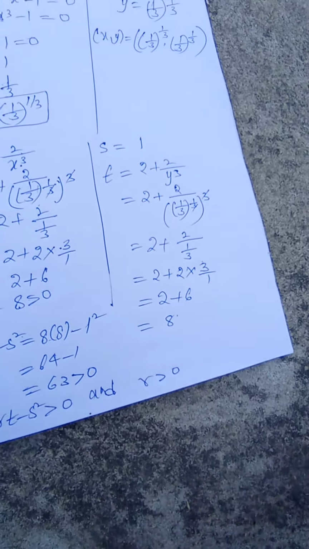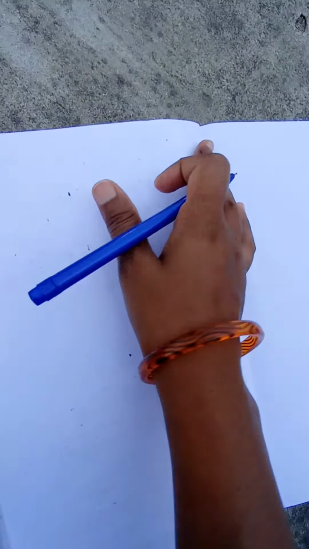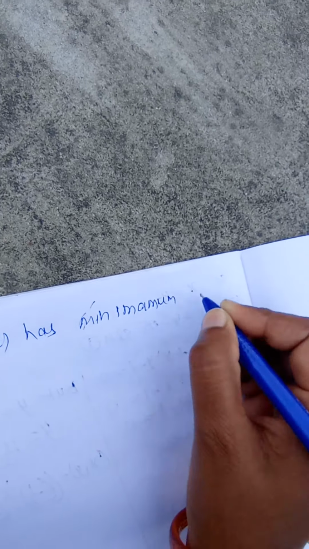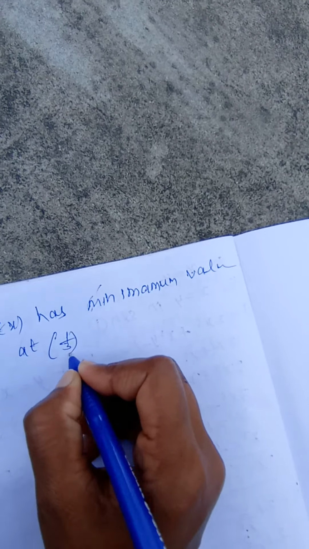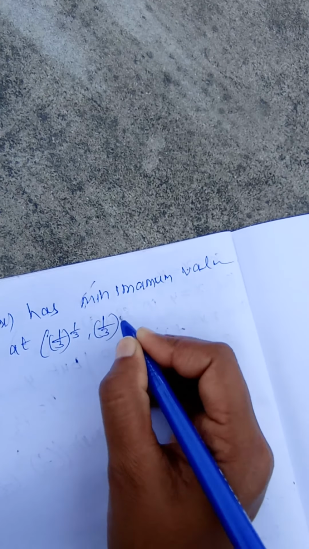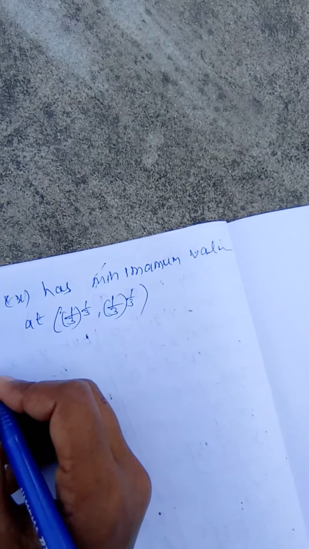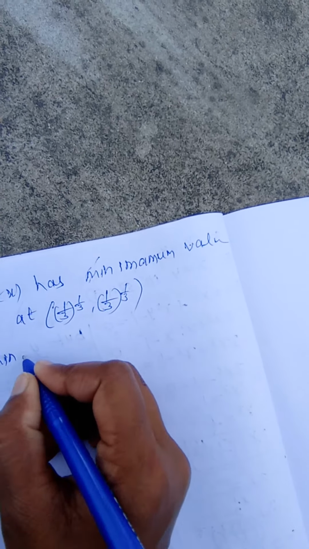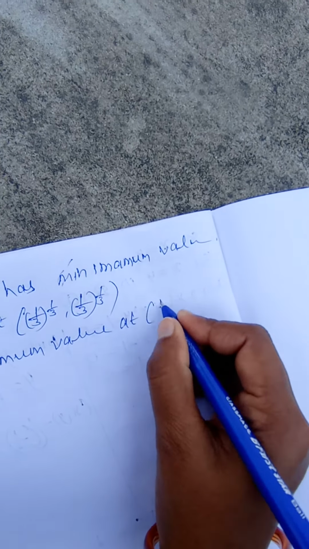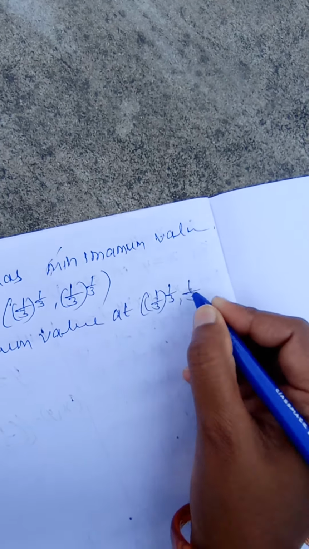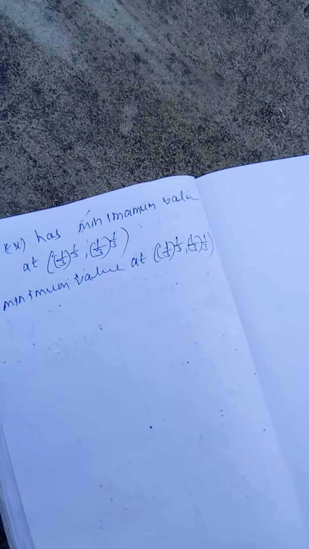So from this condition, given function f of x is minimum. That implies f of x has minimum value at (1/3)^(1/3), (1/3)^(1/3), at the extreme point. So find the minimum value, at (1/3)^(1/3), (1/3)^(1/3).